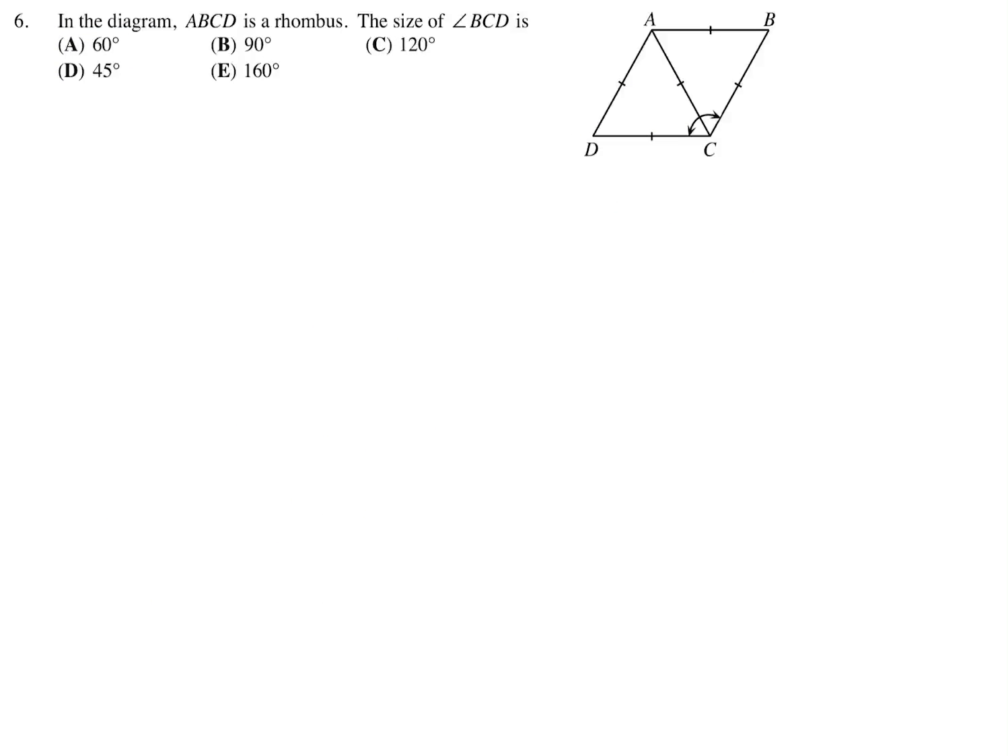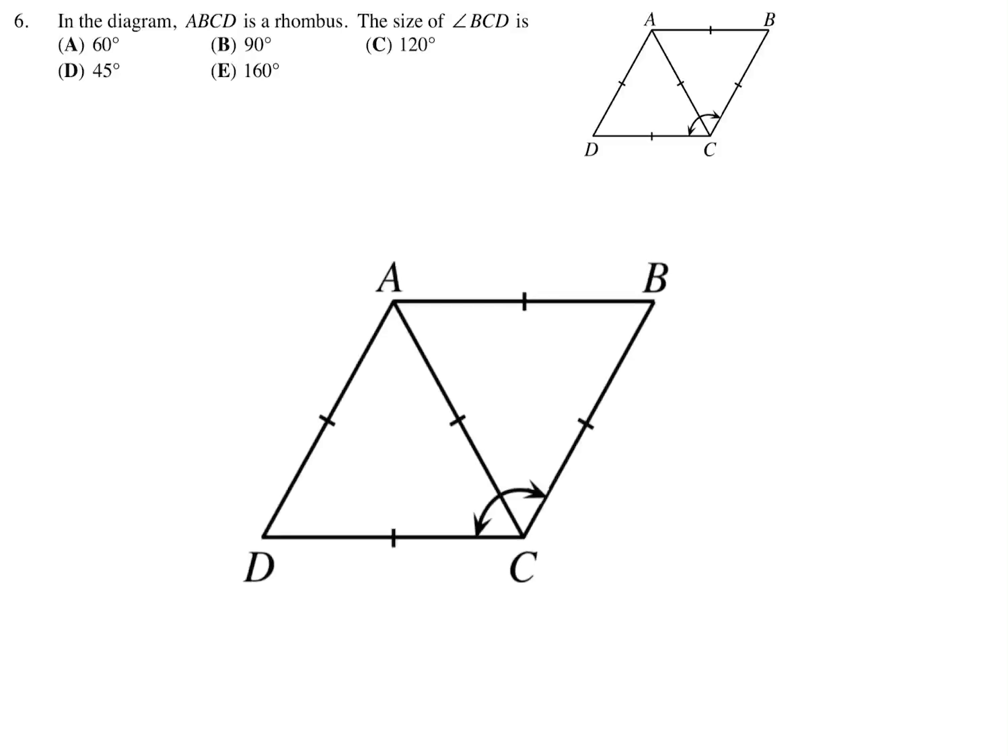In the diagram, ABCD is a rhombus. Find the size of angle BCD. I blew it up really big. Notice they've got these lines here. What do those lines mean? Those lines mean that those sides are all the same. So therefore, ADC and ABC, those two triangles, are equilateral.